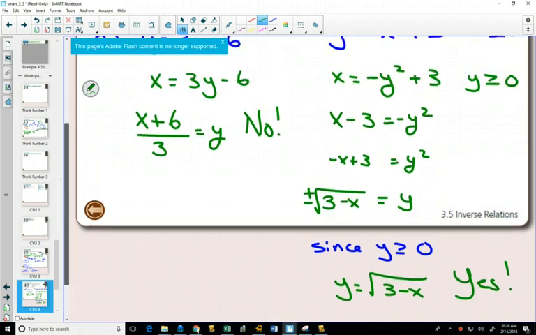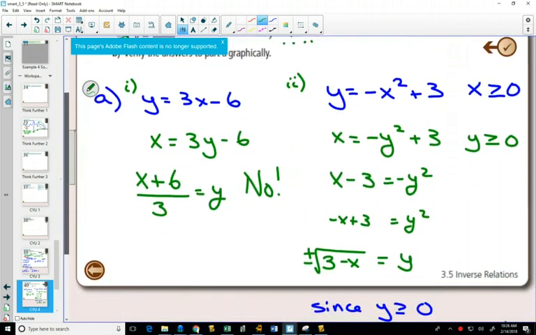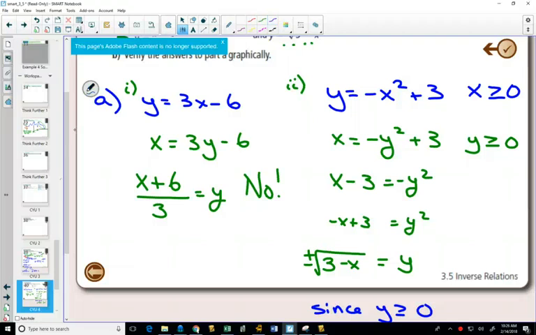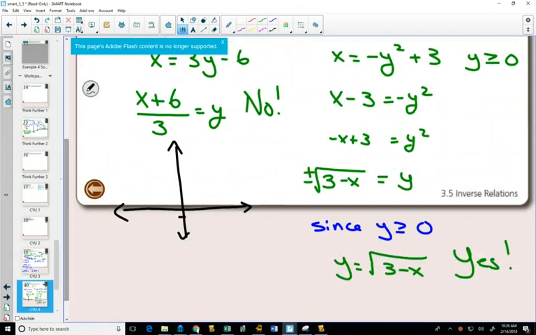Part B says to verify the answers graphically. So what we would need to do is take out a graph for the first one. We're going to graph y equals 3x minus 6. My original graph I'll do in blue. It has a y-intercept of 0, -6, a slope of 3, so I'll go up 3 over 1, up 3 over 1, and draw our line.